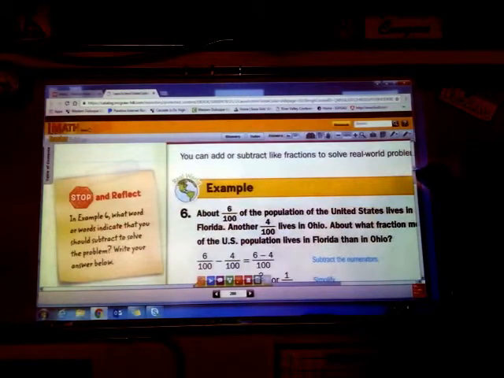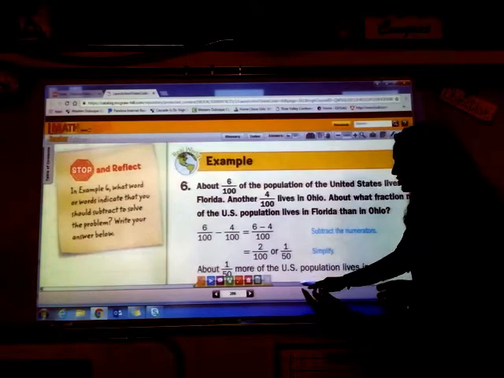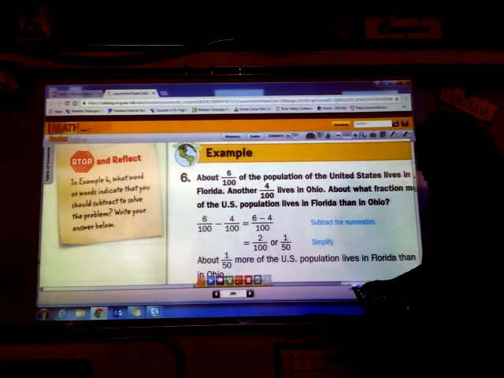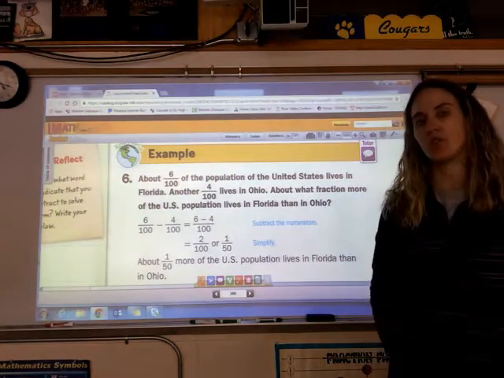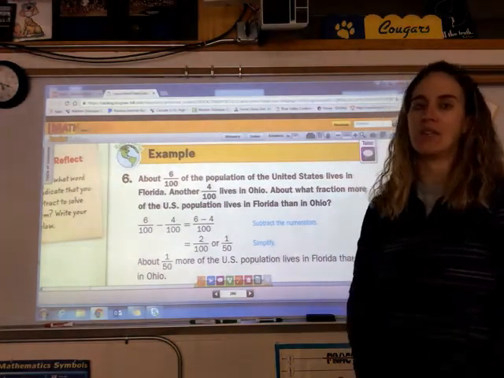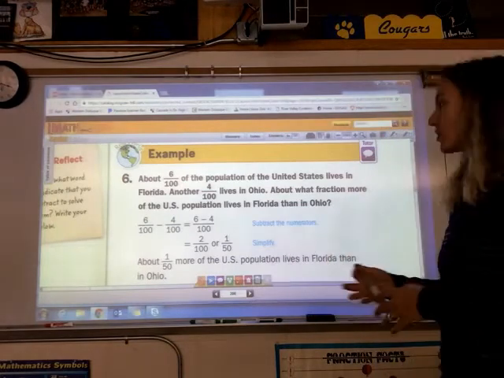Next page is choosing an operation. So you're going to be looking at what you are actually going to do. Are you going to add, or are you going to subtract? On your assignment, occasionally they will ask you to choose an operation, so you are going to have to identify whether you are going to add or subtract.